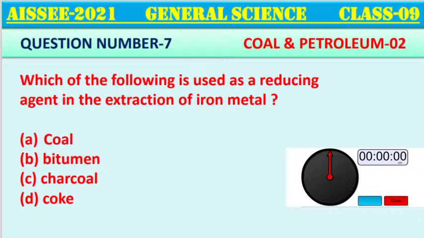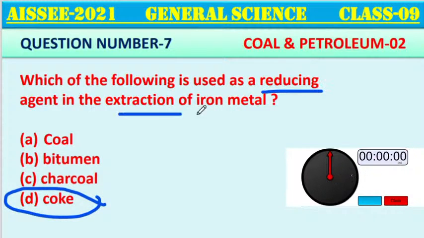Yes, what is the sub? All are saying C. Skull Gamer is saying B, but it is coke. The correct answer is coke. Coke is used as a reducing agent in extraction of iron metal.